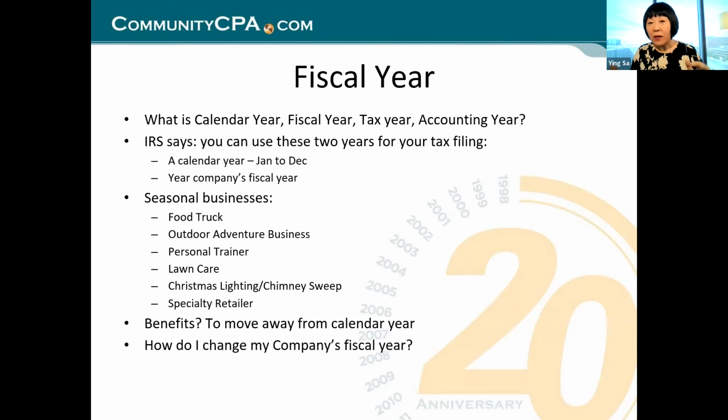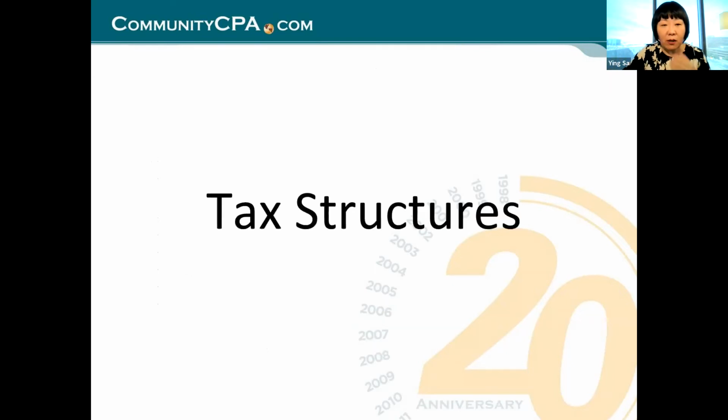So now let's get into the third one, right? The three-dimensional box I was drawing. Number one was method. Number two was the year, fiscal year versus calendar year. Number three is what we call tax structures. Tax structures, what is tax structures? Every time we talk about company formation, a lot of people think that's a legal thing.